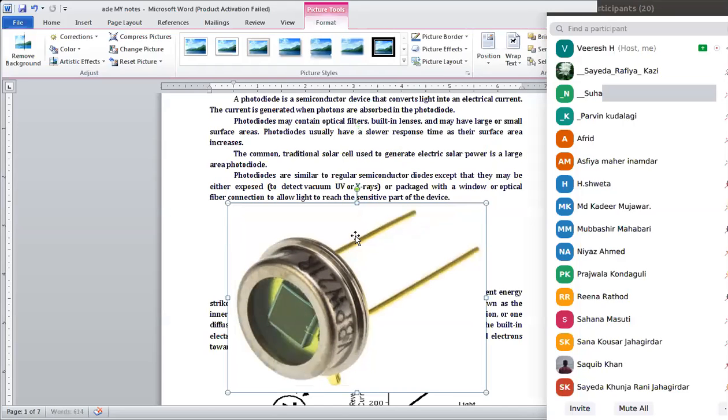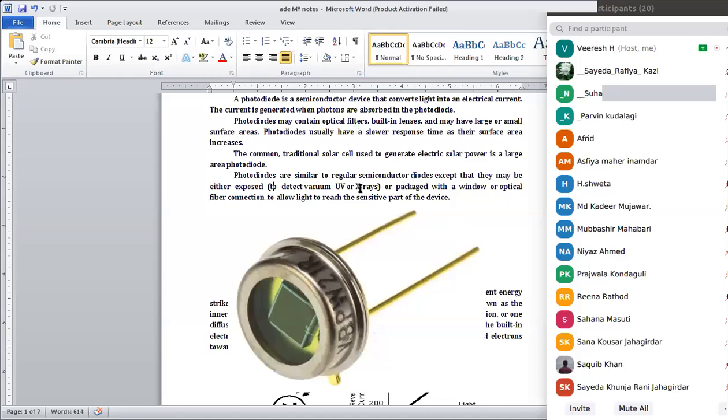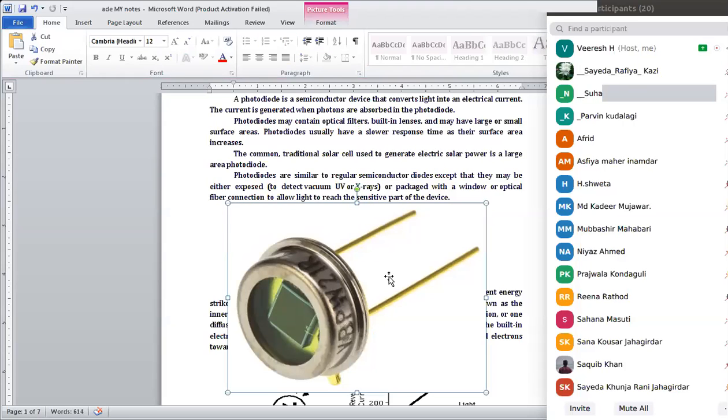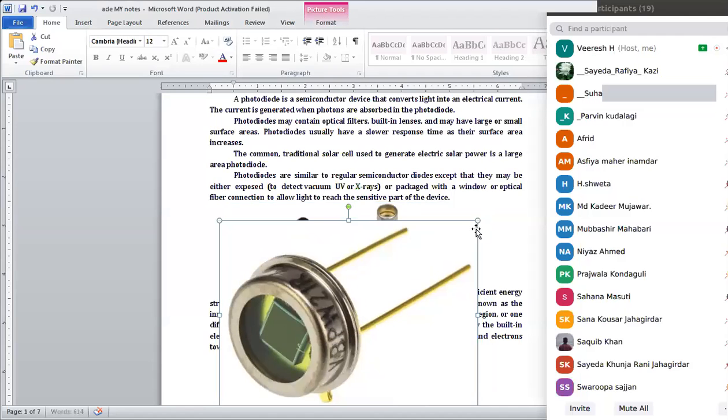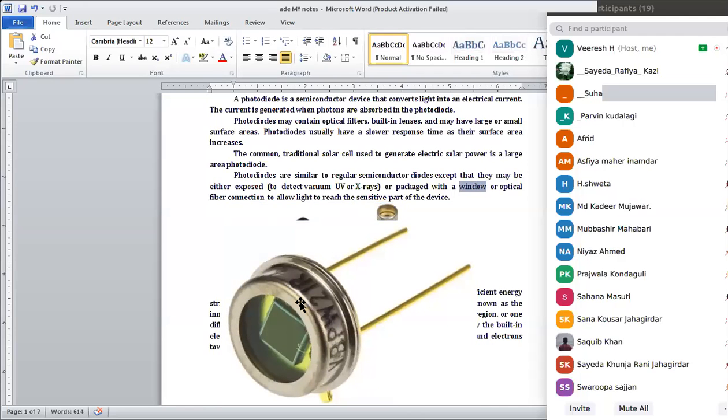Okay, and that ray, UV rays or X rays, it is capable of absorbing UV rays or X rays also. So it is packaged with a window. See, this is a window or a glass top that is connected to allow light to be passed or to reach the surface, the solar surface.